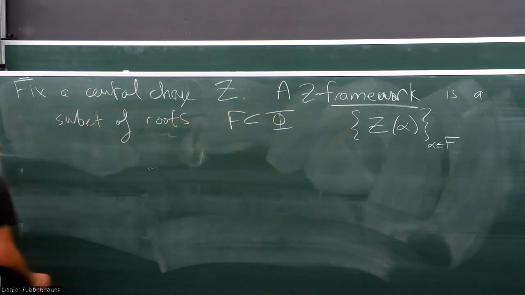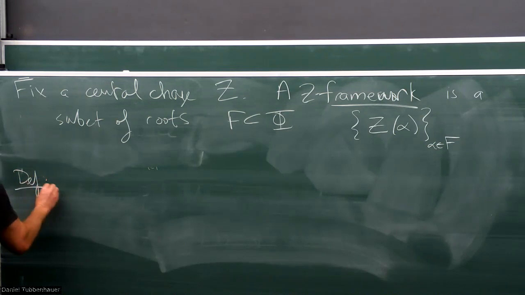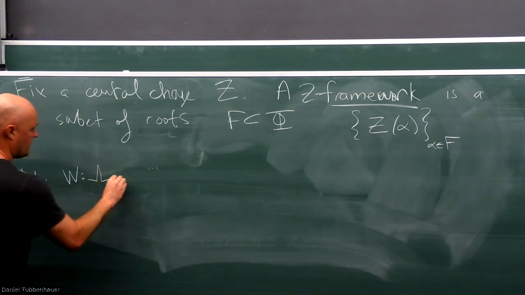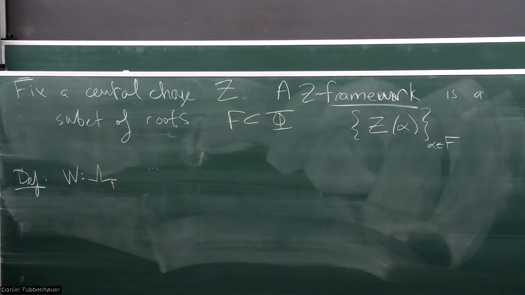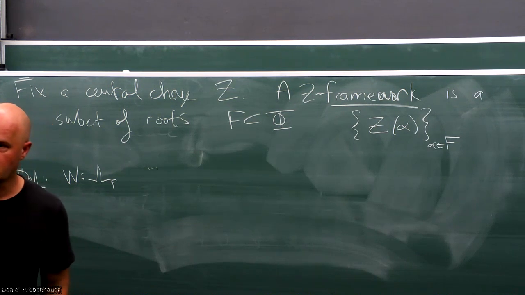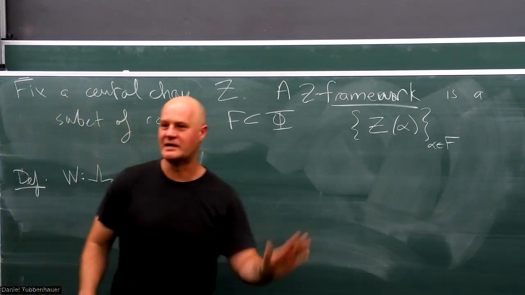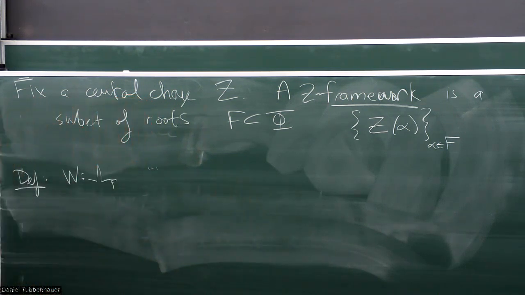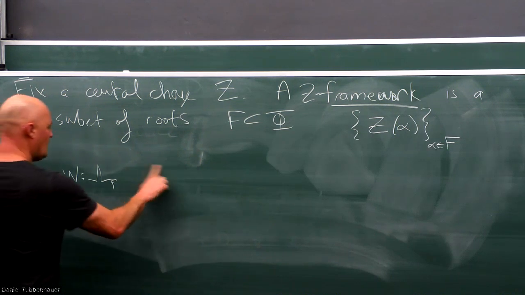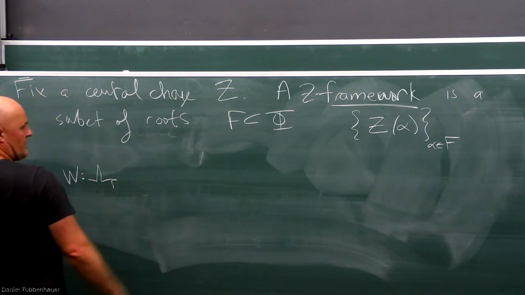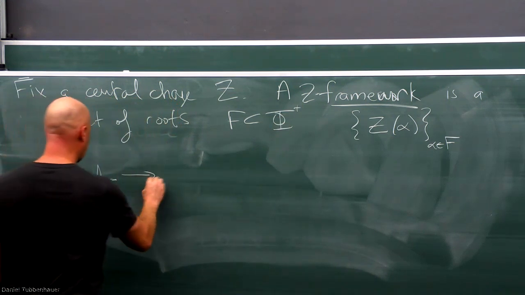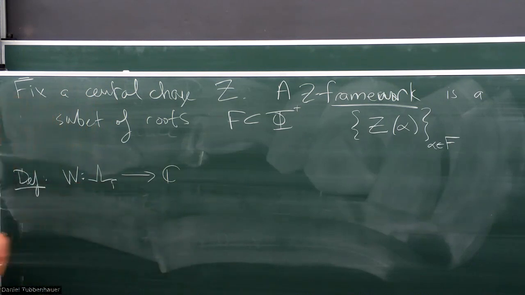So, a definition. If I have another linear map to the complex numbers, you can just think about a subset of positive roots, but it could be any subset. The theory won't change. So if I have another linear map to the complex numbers, think of this as a vector in the tangent space at Z.